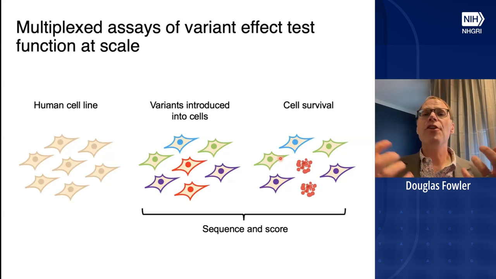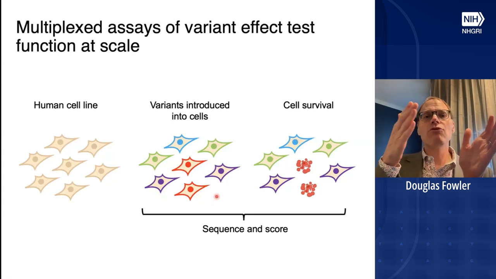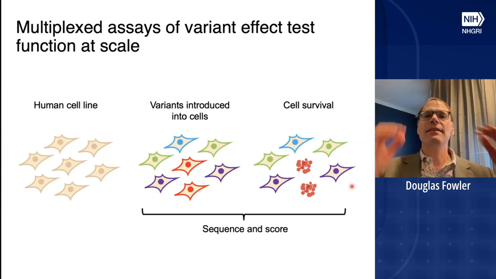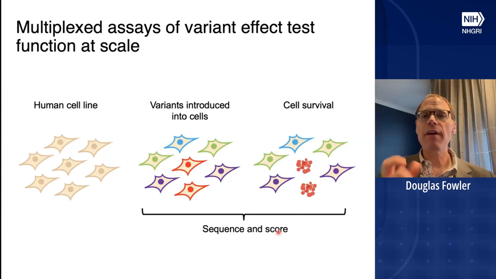And so what we do is use high throughput DNA sequencing to basically measure the frequency of every variant at the beginning of our growth selection and then at the end. And by comparing the frequency before and after, we can actually score every variant in the population with respect to its ability to support the growth of these cells. And so that's the idea of using high throughput DNA sequencing to do variant effect measurement at scale.